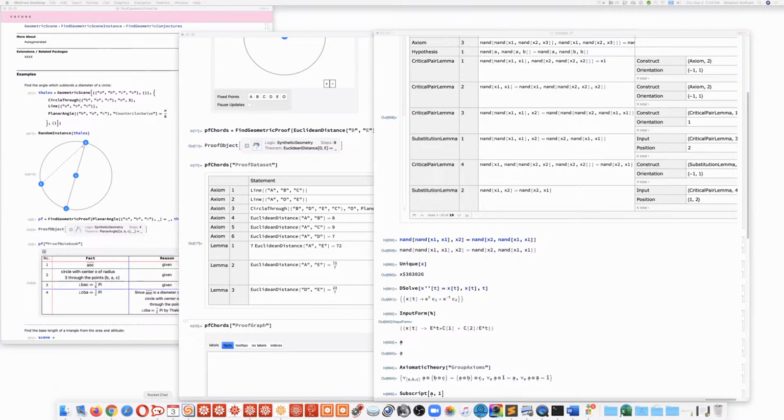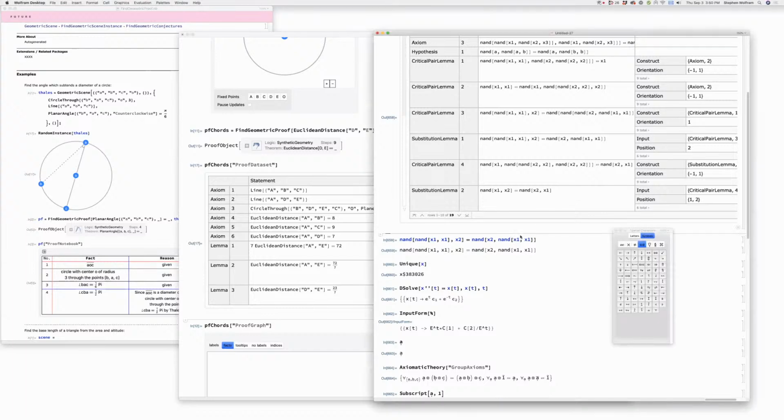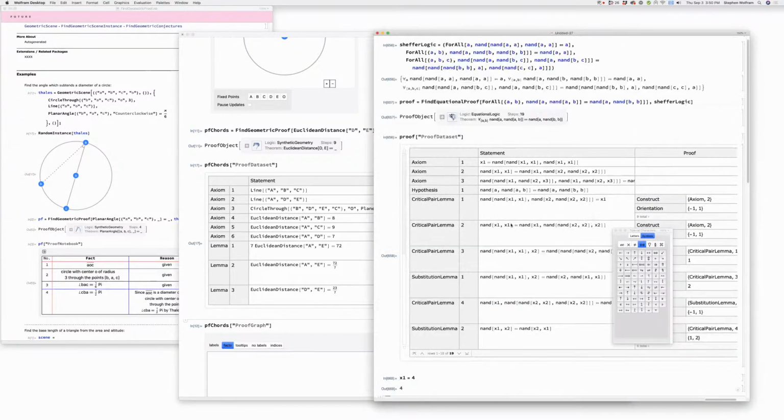It will avoid that or not. Yeah, I think it will. Well, let's do the experiment. I think he's saying that if you just set x1 equal to 4 and then reevaluate the proof data set sub-value, right? Reevaluate find equational proof, and you'll see it doesn't change, it still proves the thing correctly. Nothing about the behavior will change.